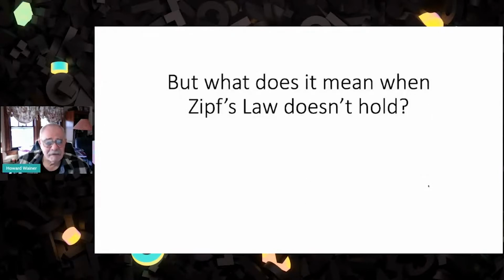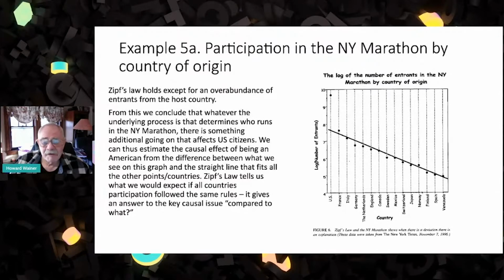Now, the next question we have to ask is, what does it mean when Zipf's law doesn't hold? It seems to hold all the time. So here's another example, and this is the participation in the New York Marathon by the country of origin. You can see that in the New York Marathon, the country with by far the most entrants is the US, and then after that it's France and Italy and Germany and so on. And you can see that with the exception of the US, all the others follow Zipf's law.